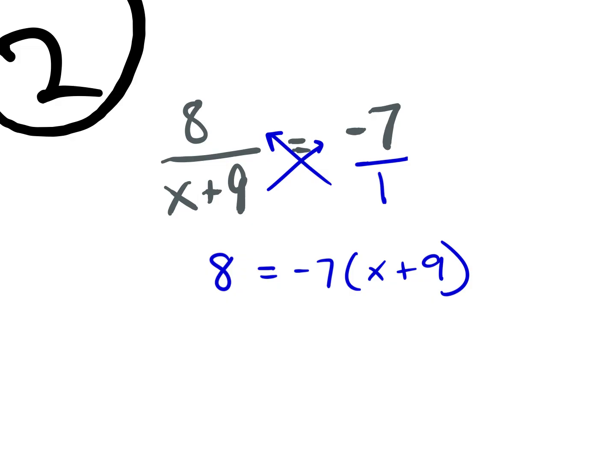What should we do next? Distribute. So we have 8 equals -7x minus 63. What should we do next?